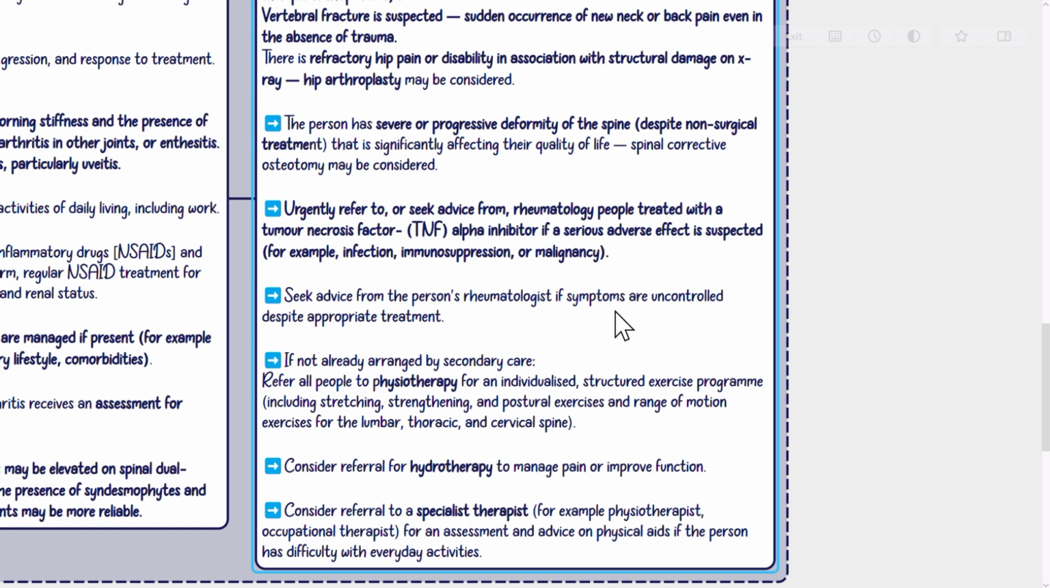If not already arranged by secondary care, refer all people to physiotherapy for an individualized, structured exercise program, including stretching, strengthening, and postural exercises and range of motion exercises for the lumbar, thoracic, and cervical spine. Consider referral for hydrotherapy to manage pain or improve function. Consider referral to a specialist therapist, for example physiotherapist, occupational therapist, for an assessment and advice on physical aids if the person has difficulty with everyday activities.